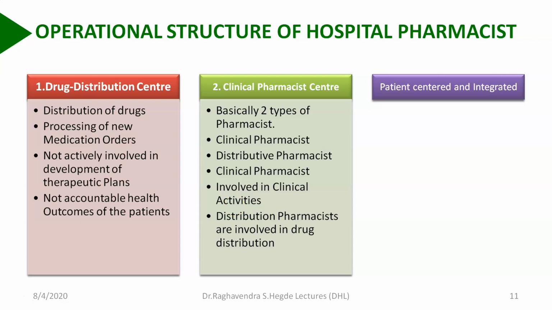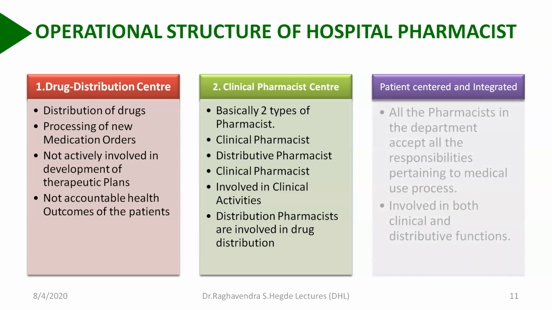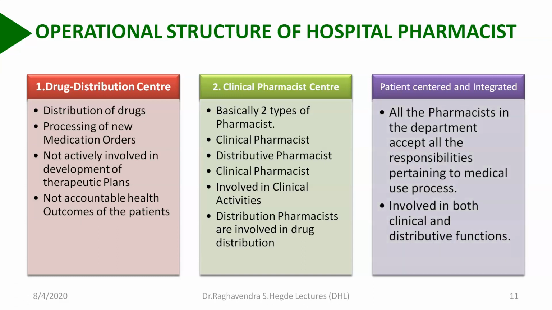So in the clinical pharmacist center, it is divided into two types: the clinical pharmacist, involved in clinical activities, and the distributive pharmacist, involved in the drug distribution process. Sometimes the distributive pharmacist may take the help of pharmacy technicians for medication preparations, and he will verify the accuracy and review the order. Lastly, we will move on to the patient-centered and integrated services, the last part of the operational structure.